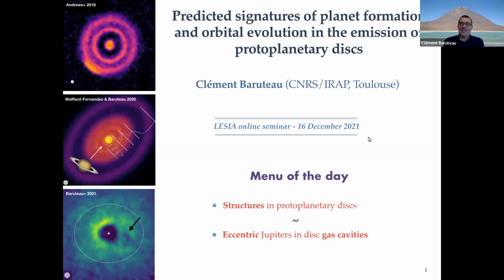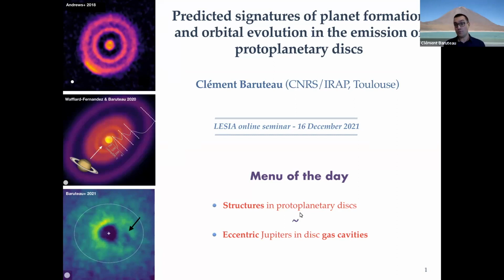Well, thank you, Philippe, for the introduction, and thank you for the invitation. So yeah, I'm going to tell you about structures in the emission of protoplanetary disks. The idea is to discuss observation of protoplanetary disks. I will tell you about these many structures that we see in protoplanetary disks, and we'll try to discuss what they can tell us about their origin, whether they can be due to the ongoing formation of planets in this disk. I will discuss a couple of works that I've done in this area recently.